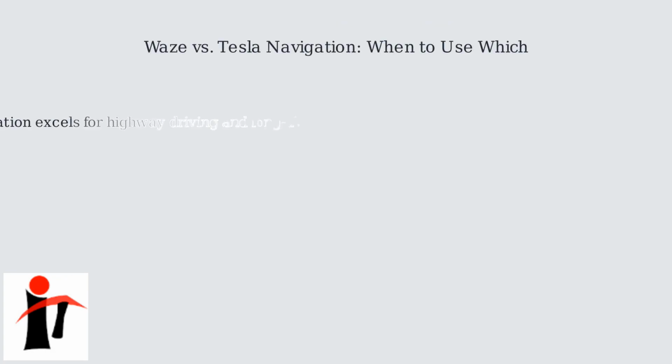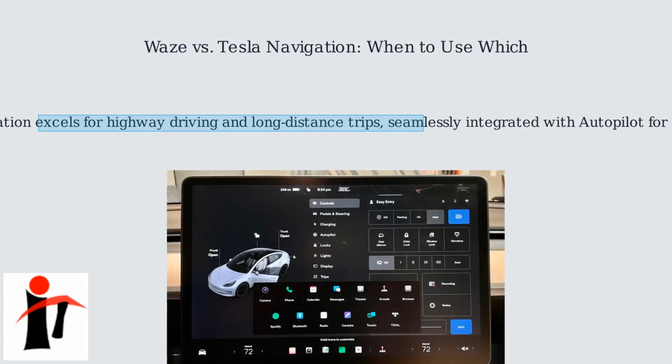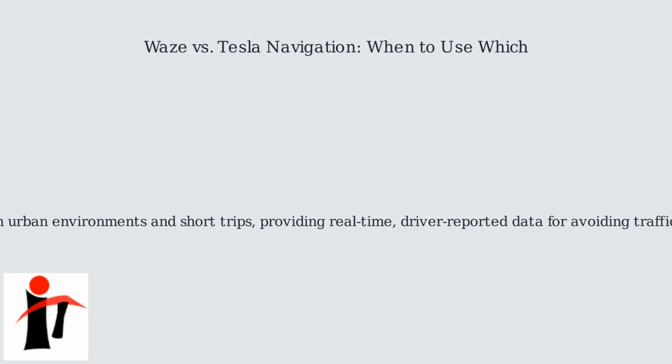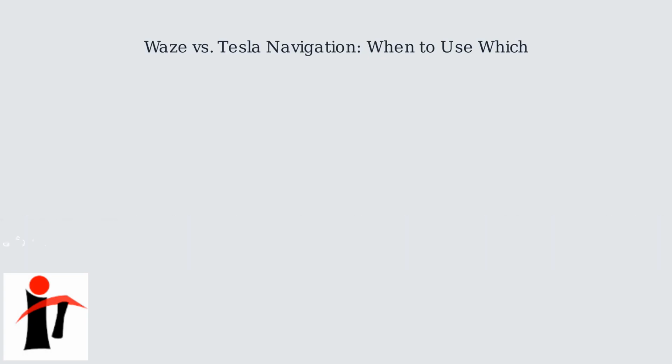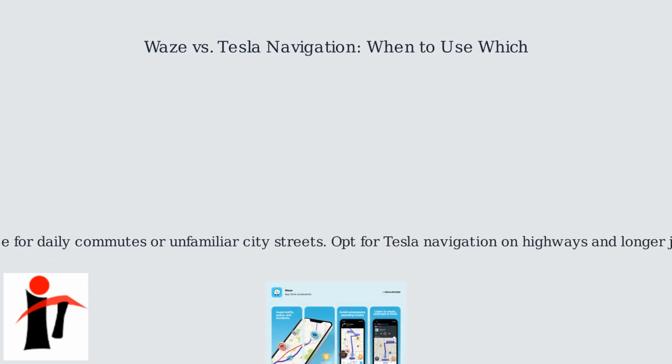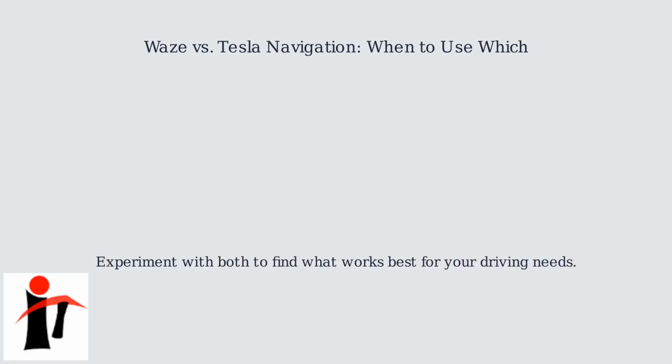Tesla's built-in navigation is excellent for highway driving and long-distance trips, working seamlessly with autopilot for a smooth, hands-free experience. In contrast, Waze excels in urban areas and for shorter trips, where real-time data from other drivers helps navigate traffic and avoid hazards. Consider Waze for your daily commute or when exploring unfamiliar city streets. For highway routes and extended journeys, Tesla's navigation with autopilot integration is often preferable. Ultimately, experiment with both navigation systems to determine which one suits your driving style and route preferences best.